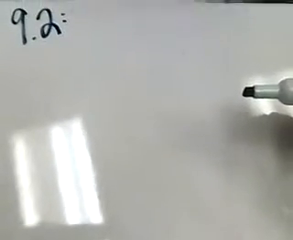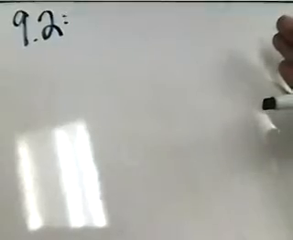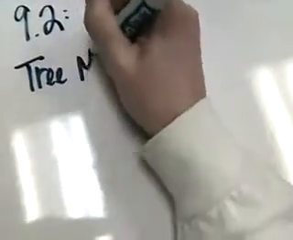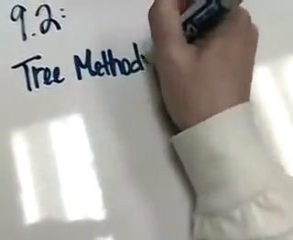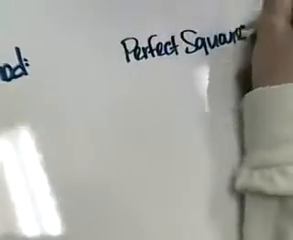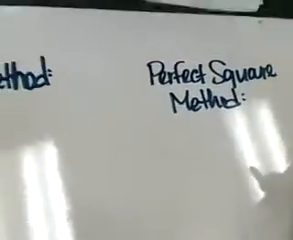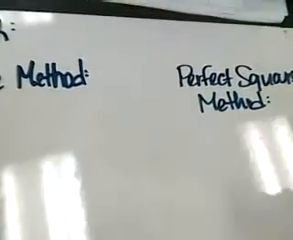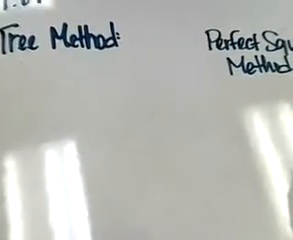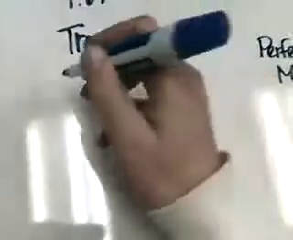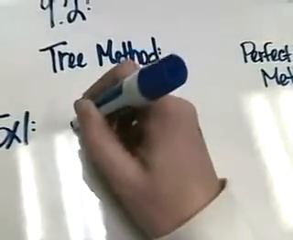Now, there's two ways to do this, and you can use whichever method you're more comfortable with. There is the tree method, which is probably more popular. And there's the perfect square method. Now, I'm going to try and show you both ways, okay? We'll bounce back and forth and do one way and then the next way. We're going to start off with example 1. And example 1 gives me the square root of 180.